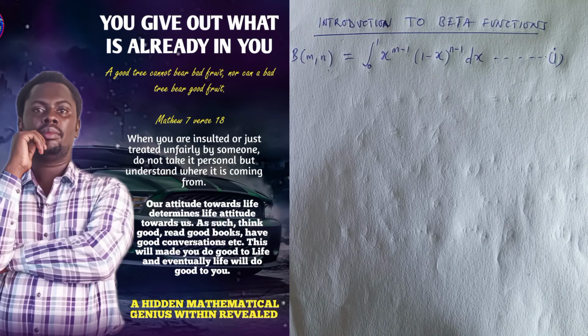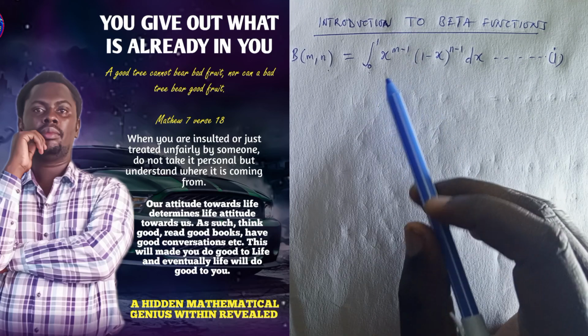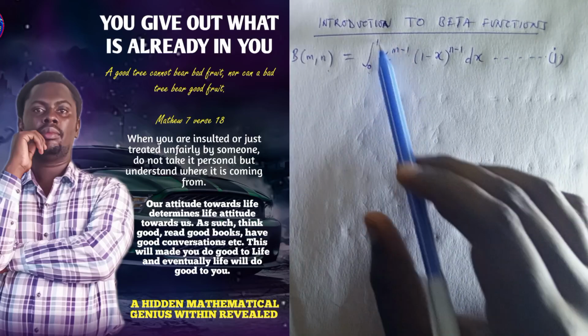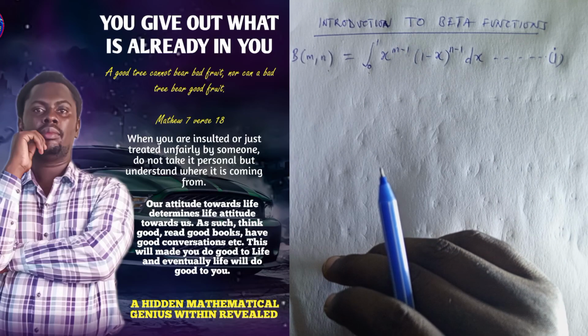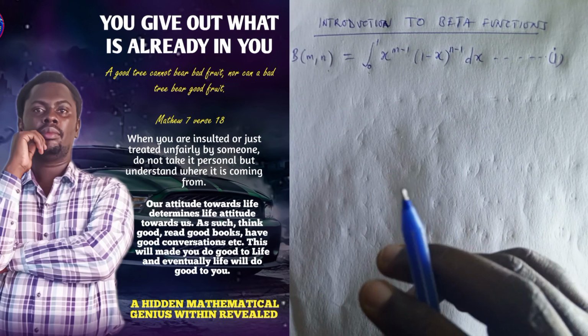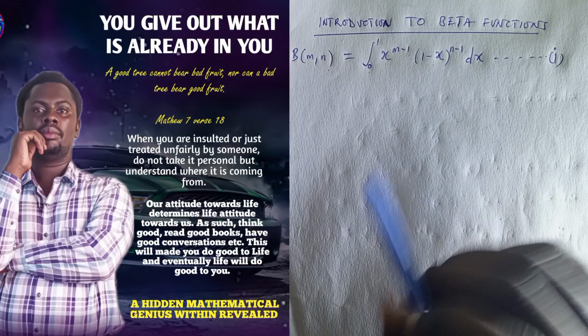So the only difference between beta functions and gamma functions is that first, the limits for gamma is from 0 to infinity. This one is from 0 to 1. Then the other thing is for a gamma function we have an exponent, and this one doesn't have.